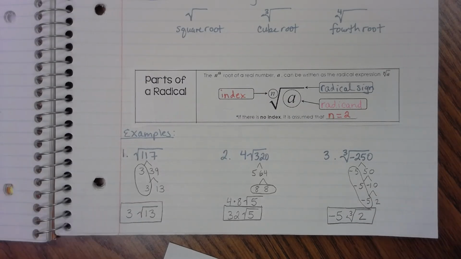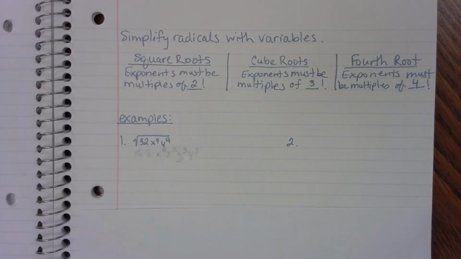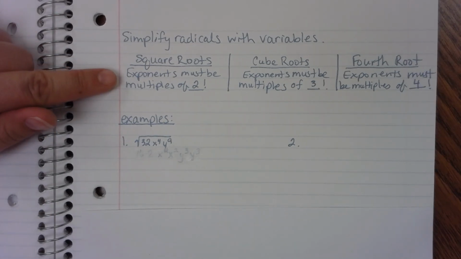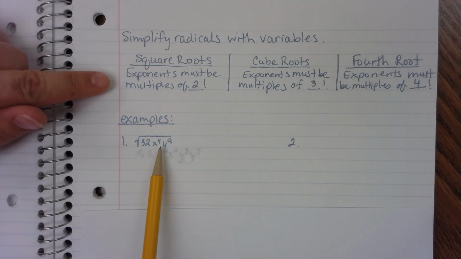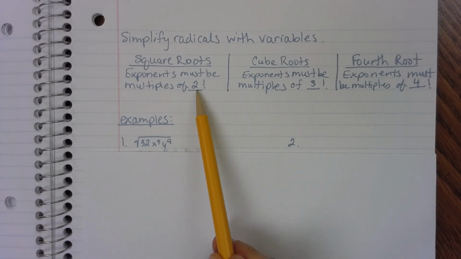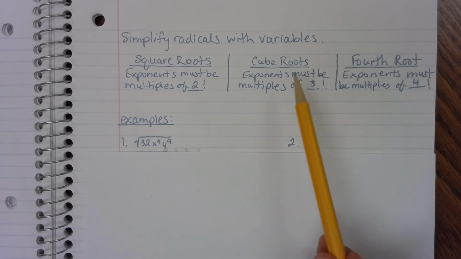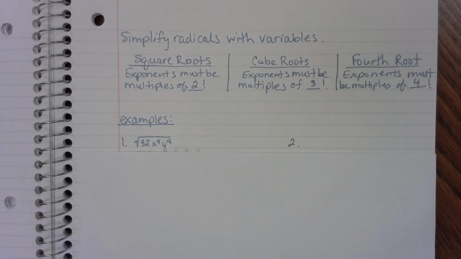We're now going to take a look at what happens when we introduce variables into these problems. Okay, so when we simplify radicals with variables, we want to remember 3 things. When we simplify them, they're going to have exponents on the problem. So we're looking for exponents that are multiples of 2, multiples of 3, or multiples of 4 in order to be able to simplify the 4th root, cube root, and square root.